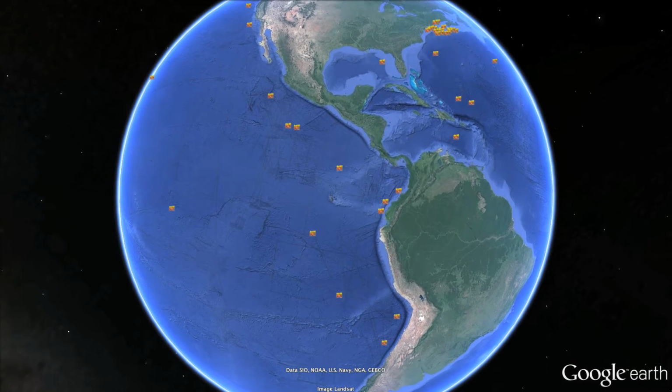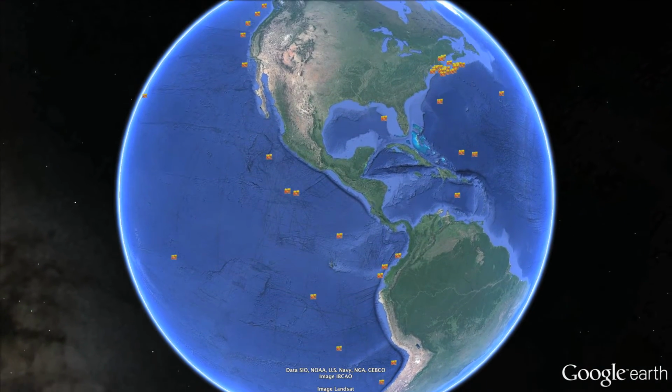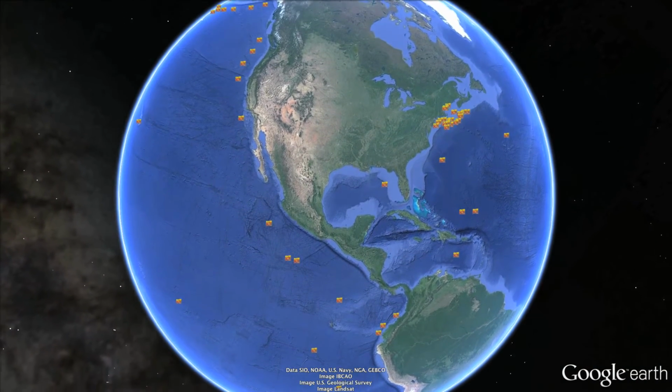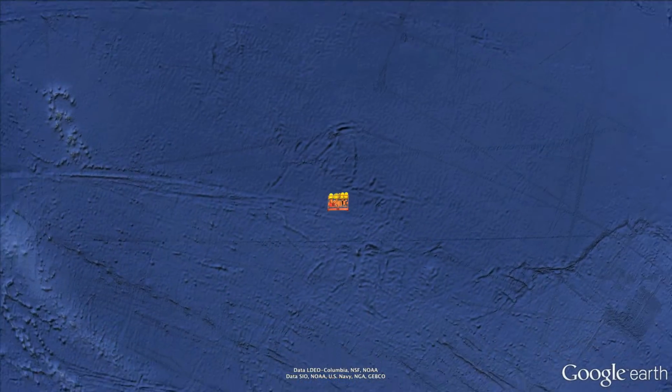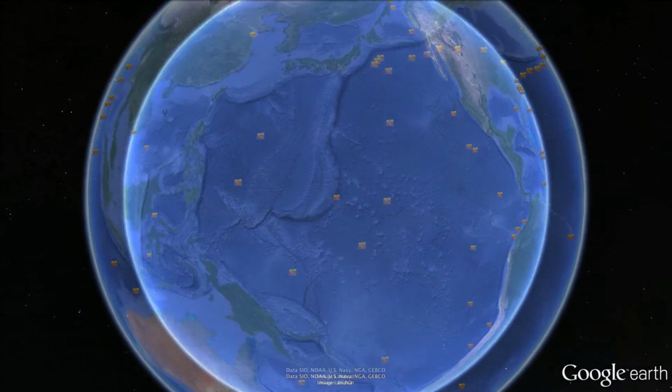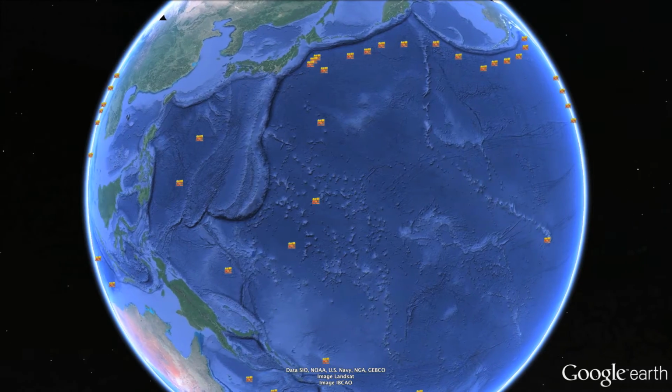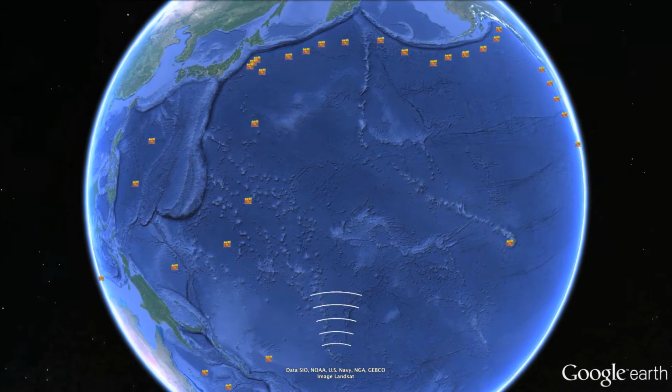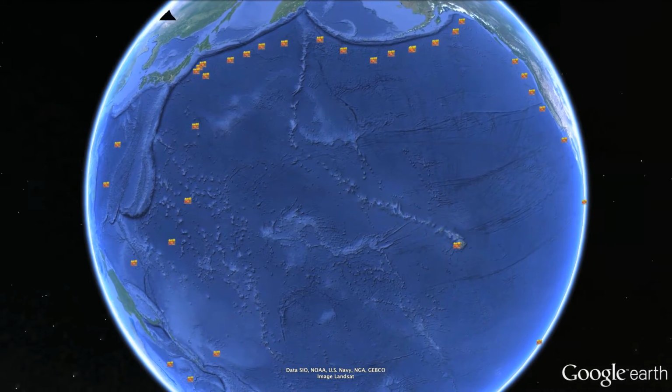While early deployments of bottom pressure recorders were mainly used to learn about tides and ocean currents or the ocean weather, many of the long-term deployments today are used in tsunami warning systems, which is why many are located along the edges of the ocean basins.